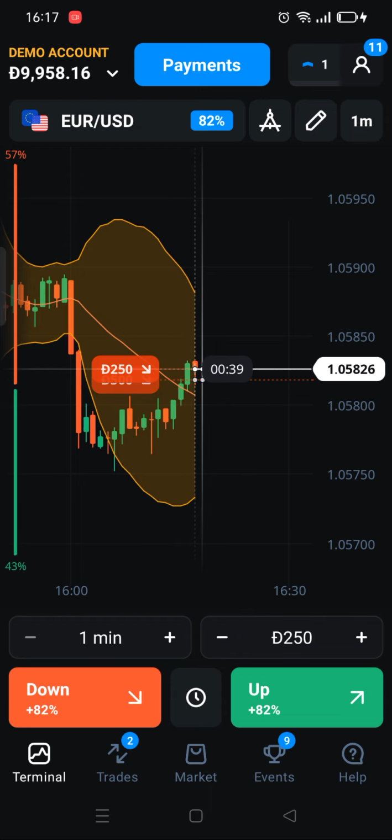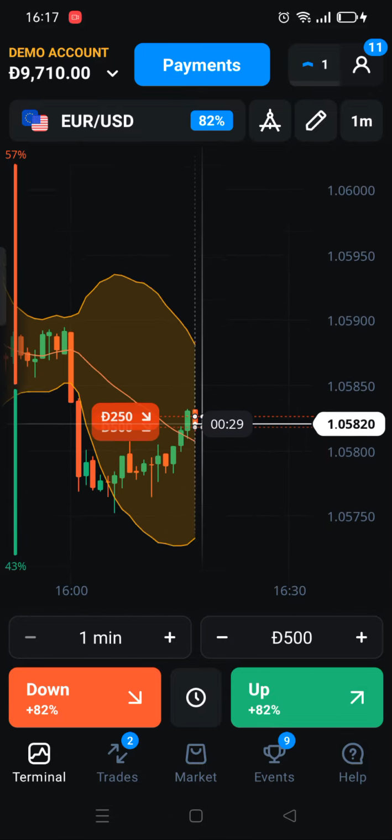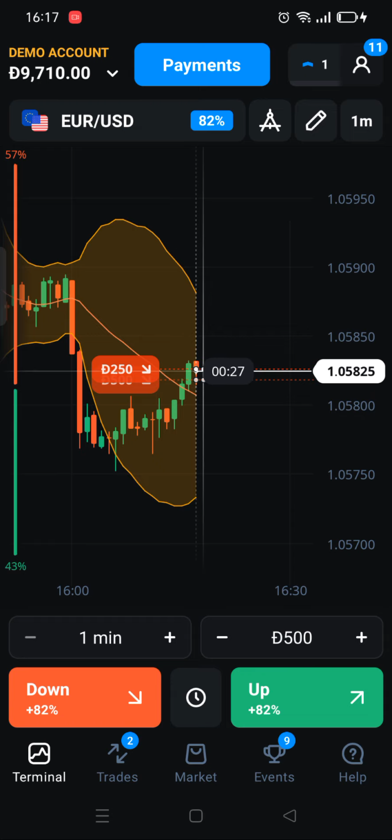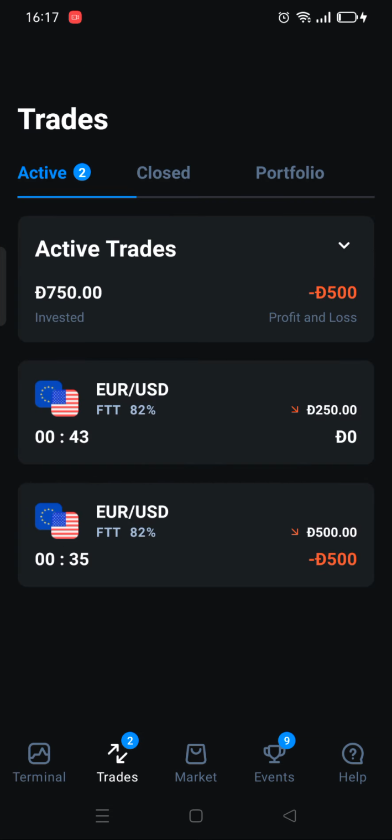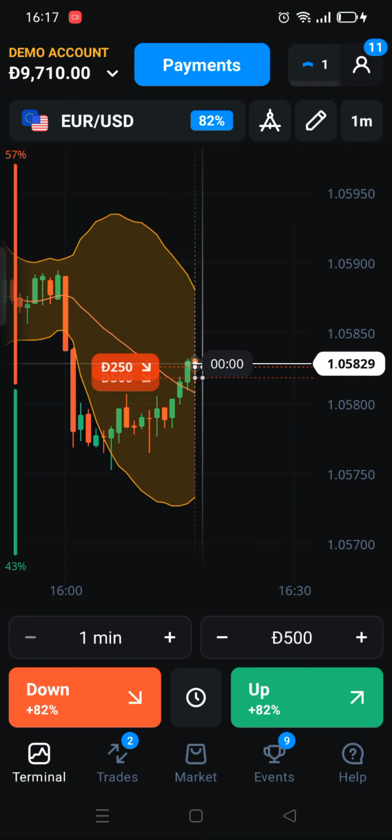So let's see. Here we go, again a sell, but we have much more money, so we choose $500. First we analyze the chart, then second we trade. My analysis tells me the market has gone on a downward trend, but let's see what happens. Okay, one trade is in profit, but no, both our trades are in loss. So let's see.